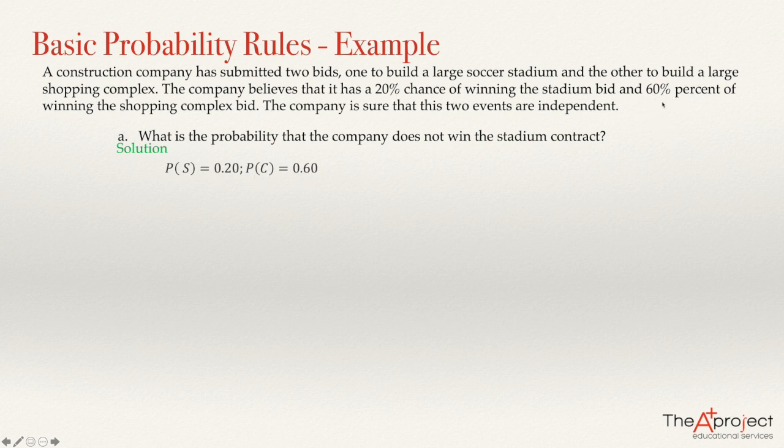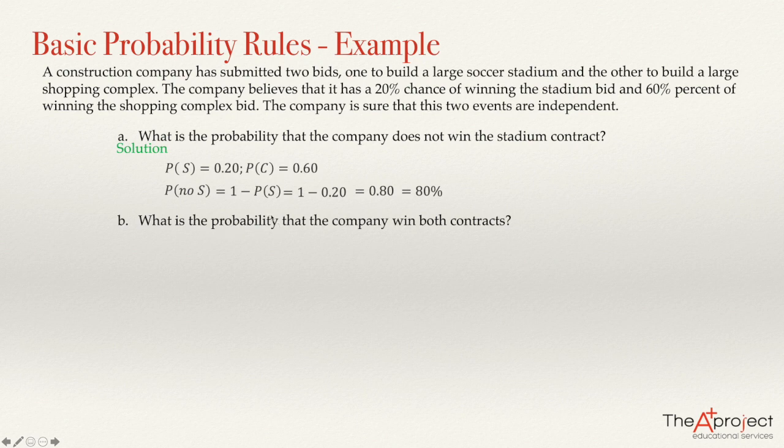This is another piece of information, and with that we need to compute the probability that the company does not win the stadium. So we are computing the probability of not S. Because we know the probability of S, it will be 1 minus P(S), and this will be 1 minus 0.20, equal to 80%. So knowing the probability of some events helps me to understand the probability of other events. Let's analyze a second question.